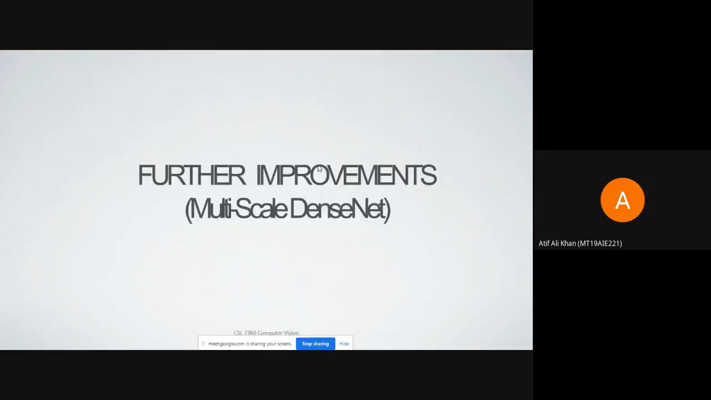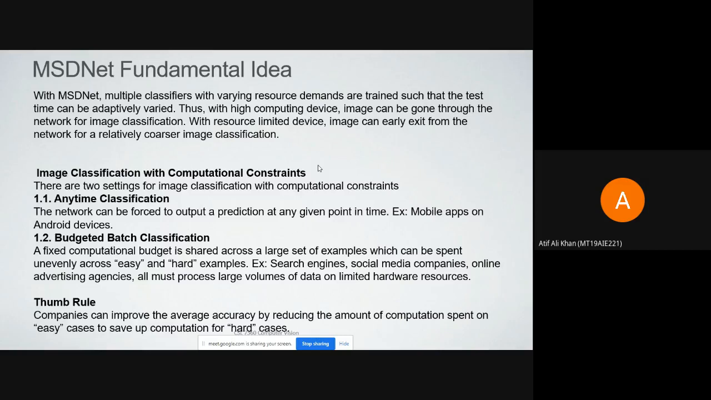Abhishek, can we have the next slide, please? So on the next slide, we are going to discuss further improvements, and on this, we propose the MSDNet fundamental idea. Here, multiple classifiers with varying resource demands are trained such that the test time can be adaptively varied. On the other hand, the resources can be limited, and an image can exit early from the network for a relatively coarser image classification.